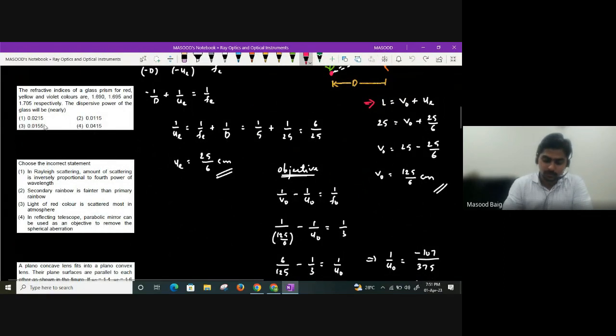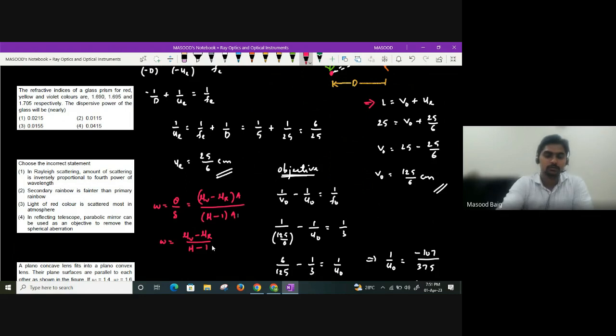Here we have the question. The refractive indices of a glass prism for red, yellow, and violet lights are given. They are asking for the dispersive power. So how will you find dispersive power, guys? As you all know, dispersive power is given as the ratio of angular dispersion to mean deviation. What is angular dispersion? It is (mu v minus mu r) into A. What is mean deviation? It is (mu minus 1) into A. So dispersive power is given as (mu v minus mu r) divided by (mu minus 1). Is that clear?